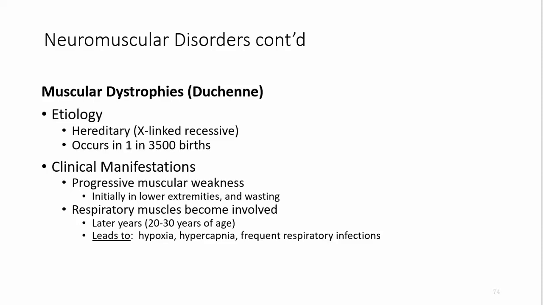But once the respiratory muscles become involved, you end up with a restriction, a lack of breathing. So hypoxia and hypercapnia are really big. Frequent infections because you're not able to ventilate properly. So very difficult. And a lot of these young men die of respiratory complications.